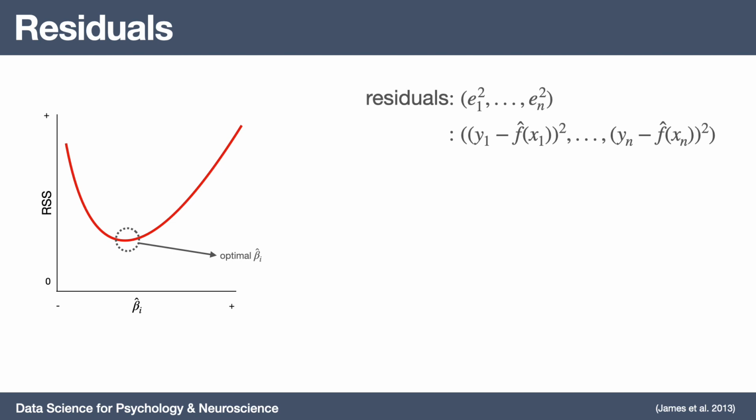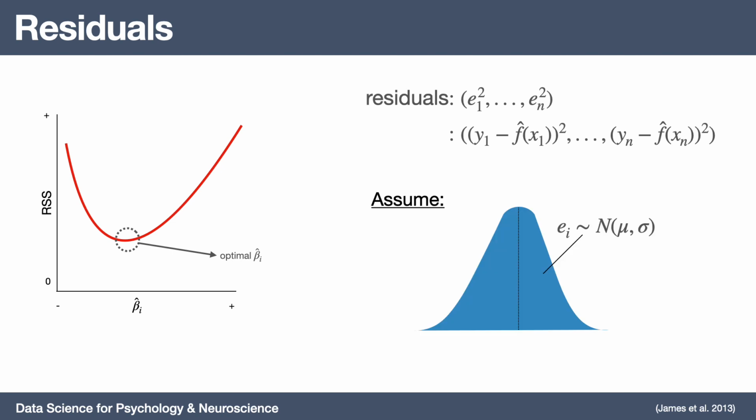One of the critical assumptions of ordinary least squares regression is that these errors are normally distributed. We will assume that y is normally distributed such that these residuals are normally distributed. This assumption, if it's met, means that your errors will always have this convex form, which makes finding the minimum easy.